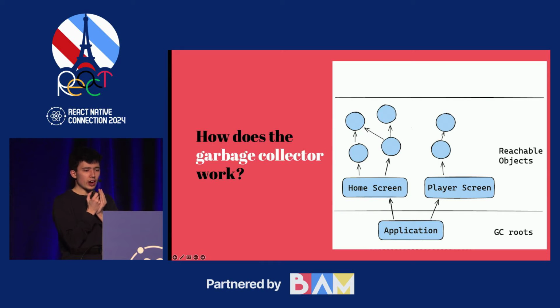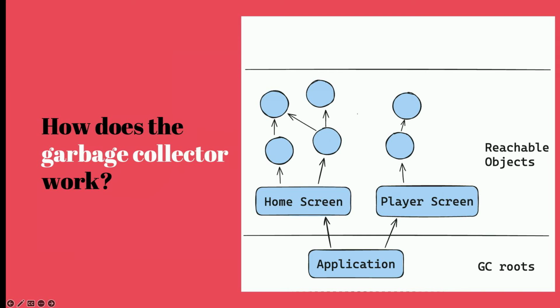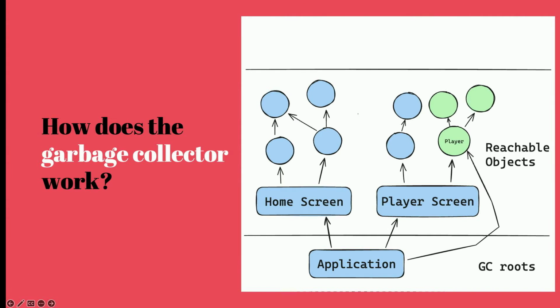Then this root has references to other objects in memory. Imagine you have two screens, a home screen and a player screen, maybe built with React Native. These screens also reference other objects to run the application. All these objects are reachable objects because they are reachable from GC roots. Let's say we have a player, shown in green here. For now, our app consumes some memory, but it is necessary to run it.